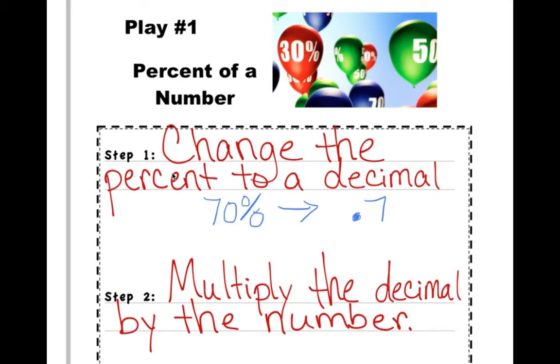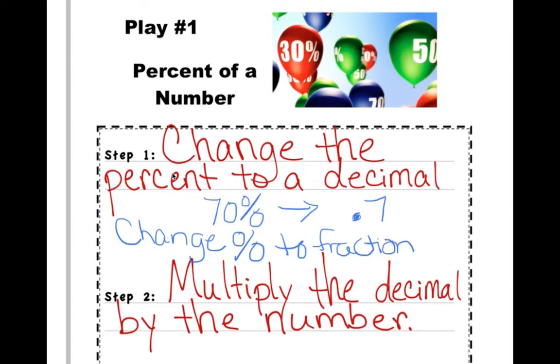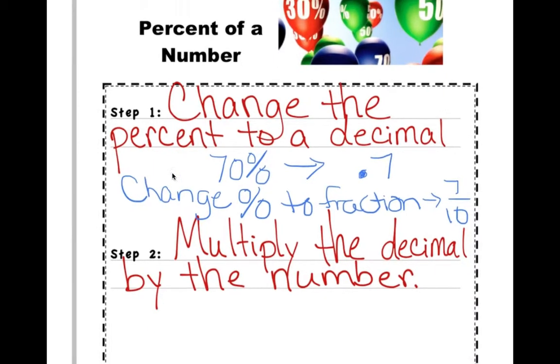That is one way. Or if you prefer, you can always change percent to fraction. Okay, either way. Personally, I think multiplying by decimals is easier. It's just less work, but you can change to fractions if you prefer fractions, and that would be 7/10. Okay, so you have two options there.